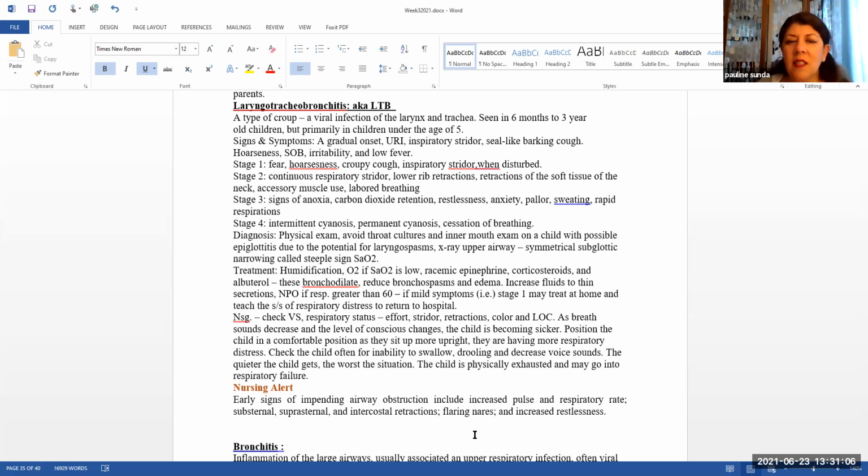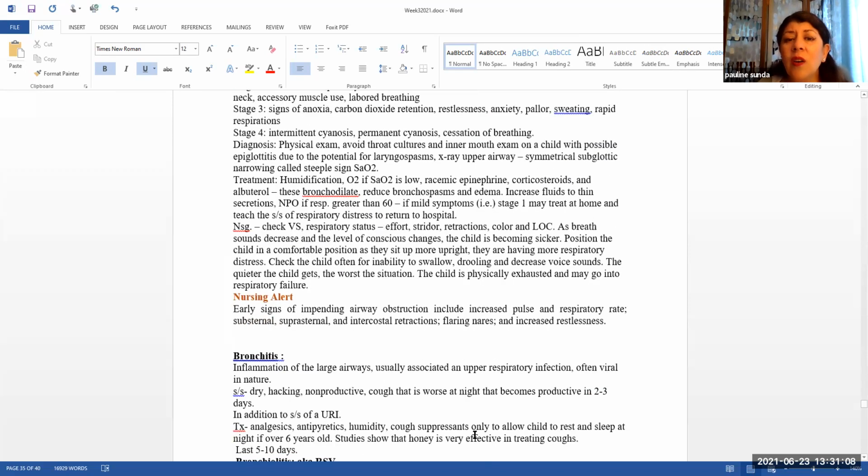Diagnosis, the physical exam. Again, here we're also going to avoid the throat culture and inner mouth exam just for safety's sake. They will do an x-ray of the upper airway. Here you'll see symmetrical subglottal narrowing. This is also called steeple sign. And of course, we're going to be monitoring that SaO2.